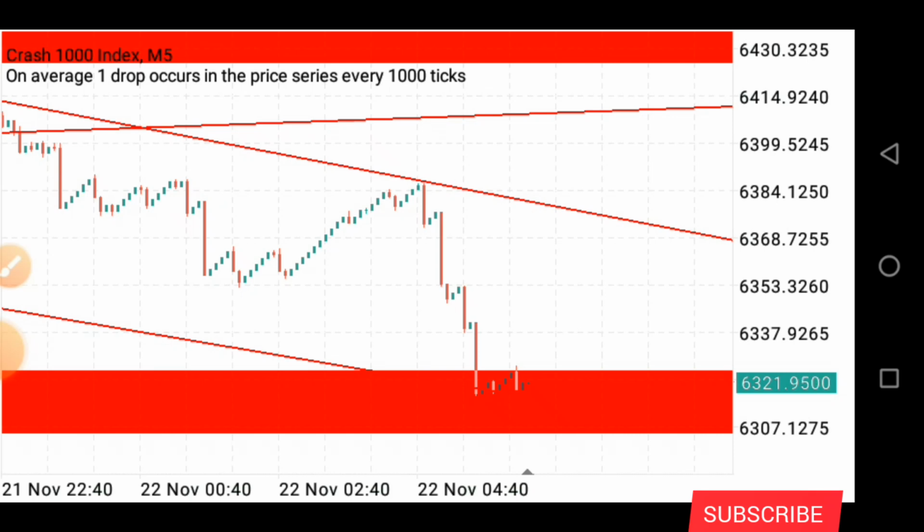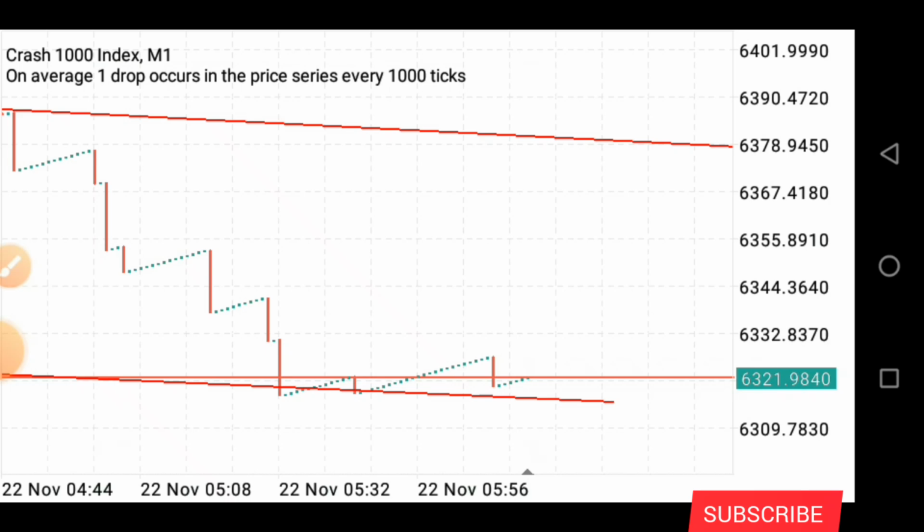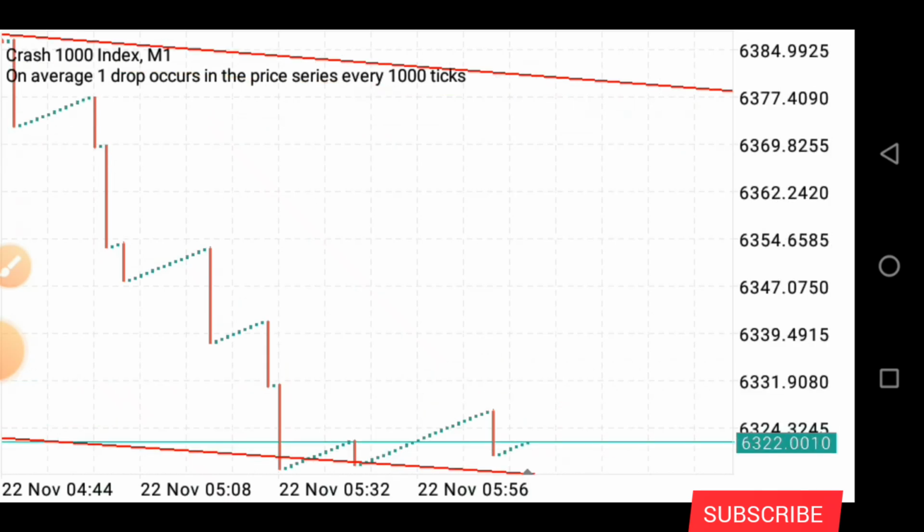Let me check the 1-minute time frame and see what's playing there. All right, so this is what's currently playing on the 1-minute time frame. Now you can see, you have an idea of what the market is doing, right? So it's good to always analyze from the higher time frame down to the lower time frame, so that you have an idea of what the market is currently doing, right?